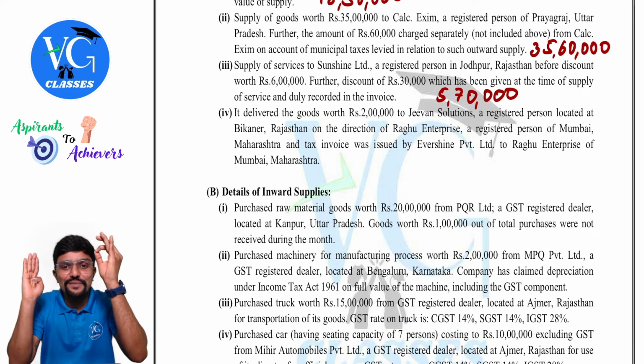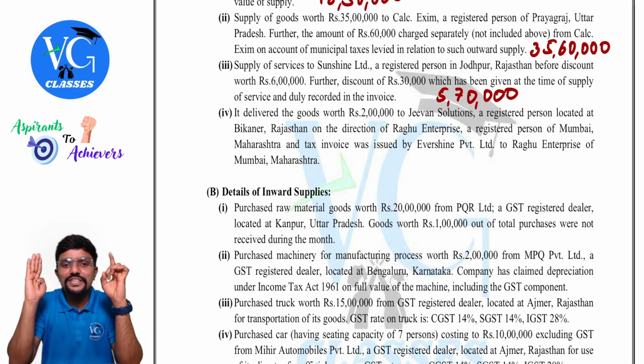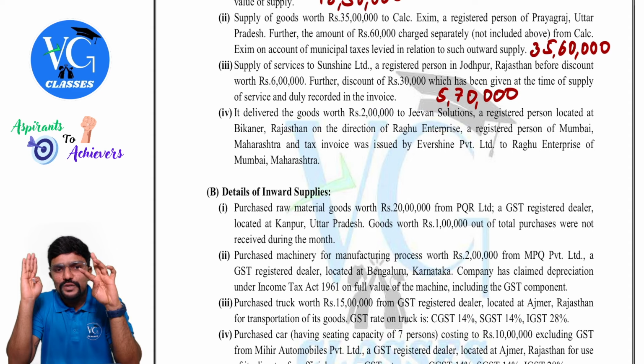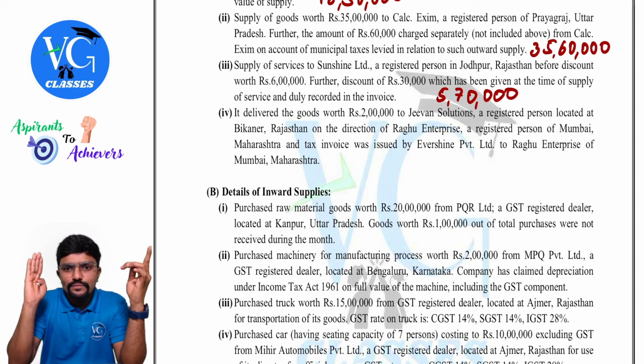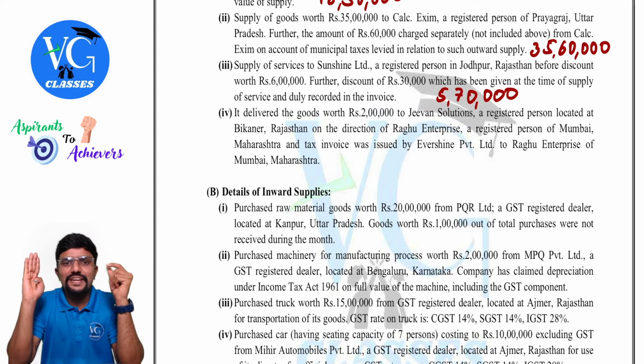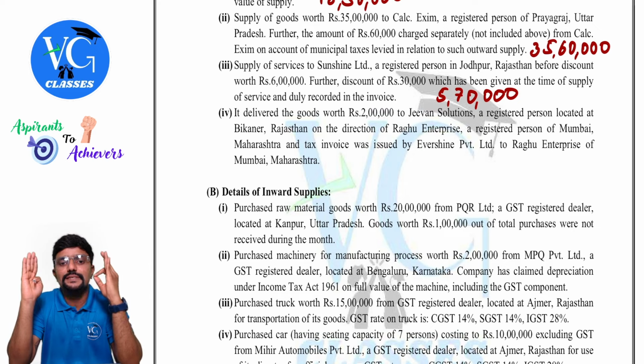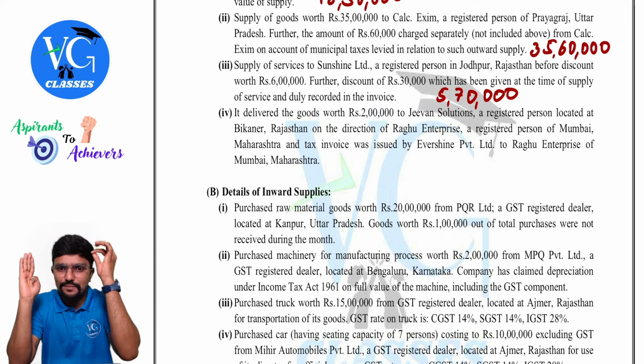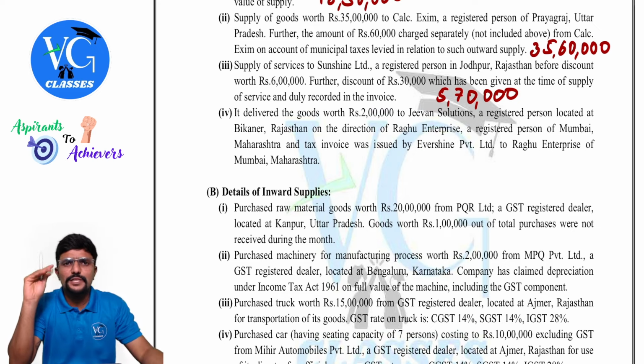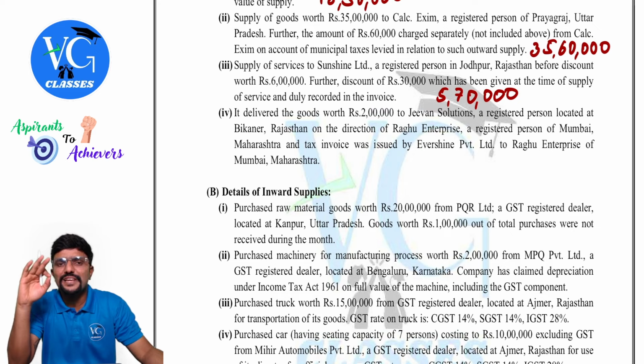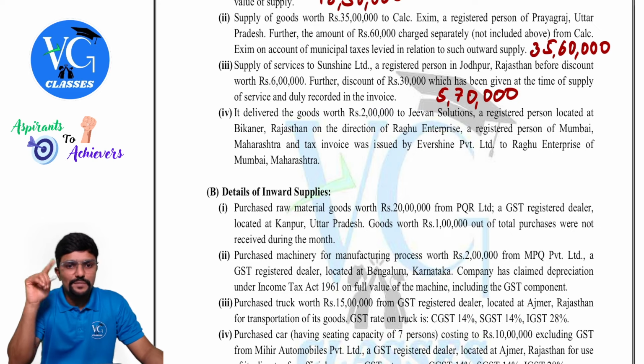So, what is the place of supply here? Maharashtra, not Rajasthan. Because invoice is issued in the name of Raghu, but goods are delivered to whom? Jeevan Solutions. But here, actually, who is the deemed recipient, guys? Raghu Enterprise. So, place of supply would be Maharashtra. That is the principal place of business of whom? Raghu Enterprise, which is Maharashtra. Okay. So, place of supply would be Maharashtra, interstate supply. Okay, sir.